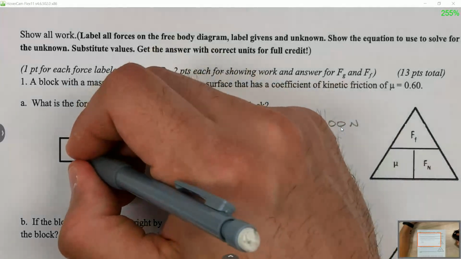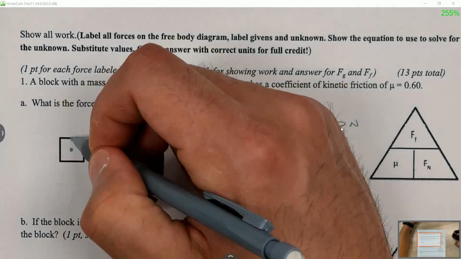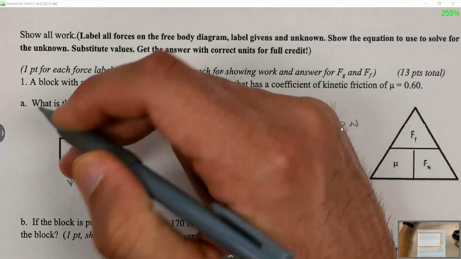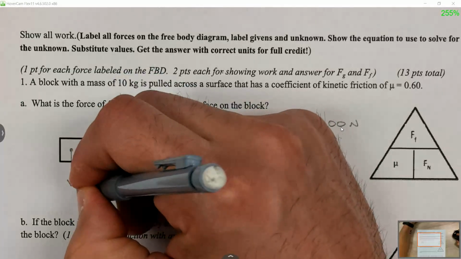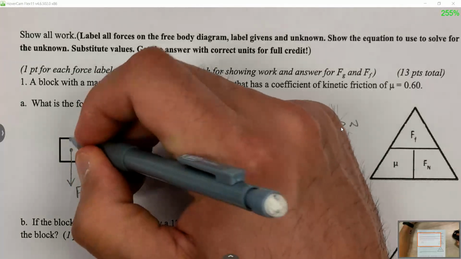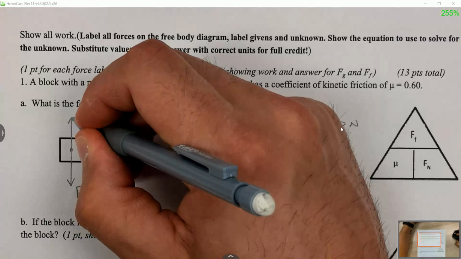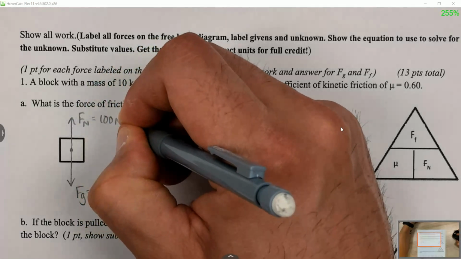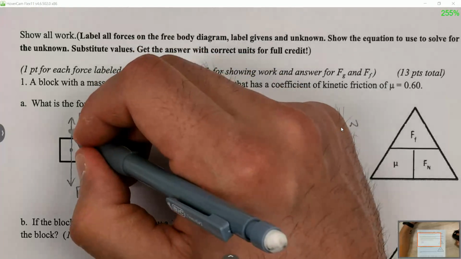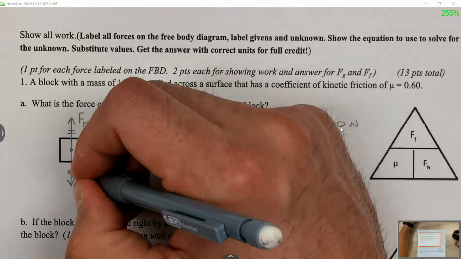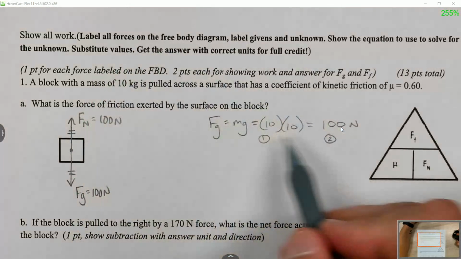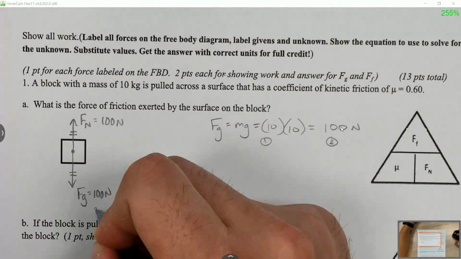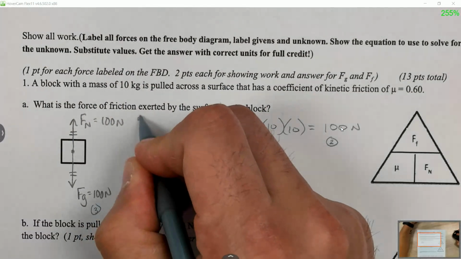Now, we are going to label these things on our free body diagram. Fg, 100, and Fn, which is our normal force. On a flat surface, it is going to be equal to the weight, or gravitational force, of the object. I'm going to show that they're equal here. Boom, boom. This would be points 3 and 4.